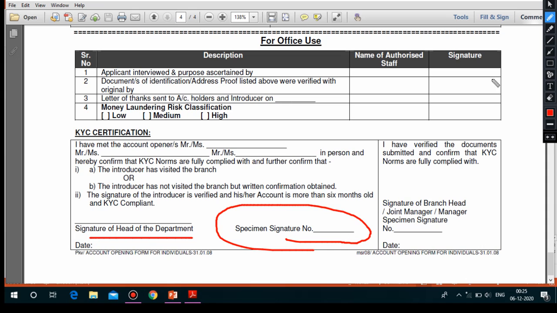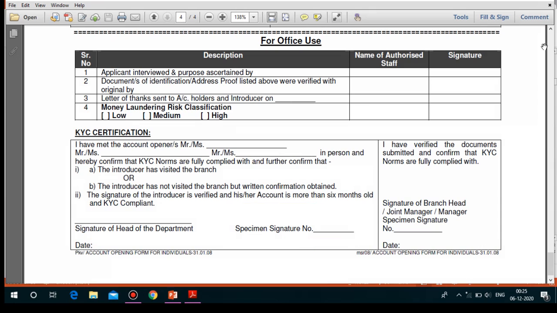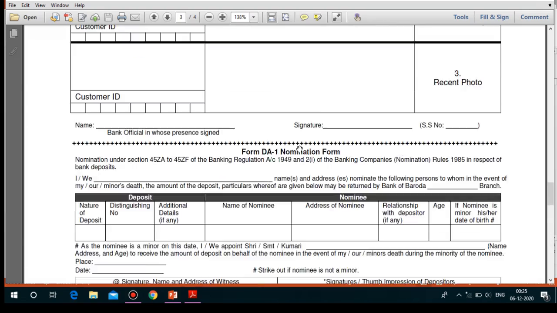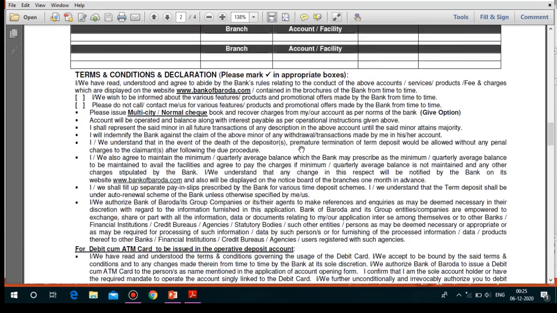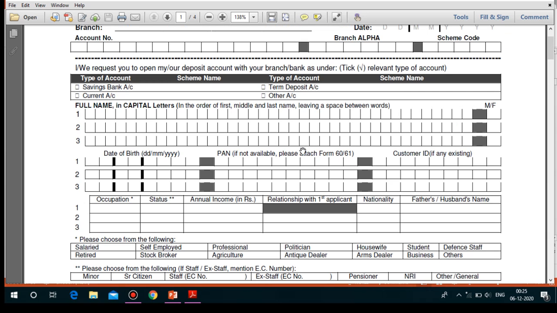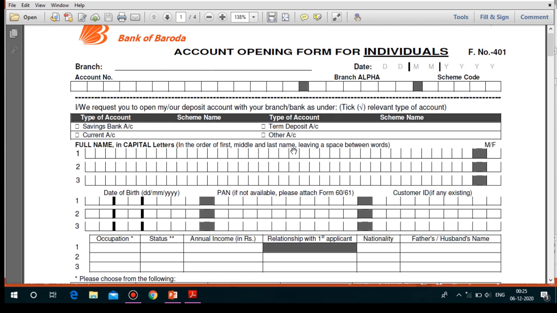Okay, so this is the application form of one bank, that is Bank of Baroda. So just look once. This application form you have to fill while opening a savings account, current account, deposit account, or any other account. Okay, so this is the format of one bank.